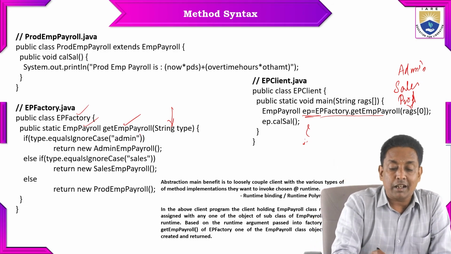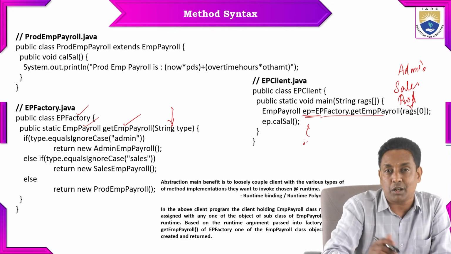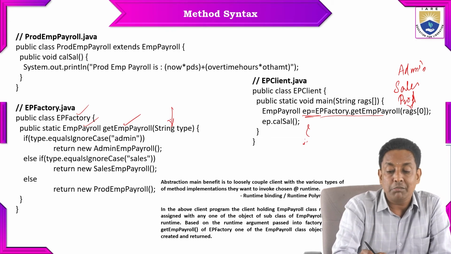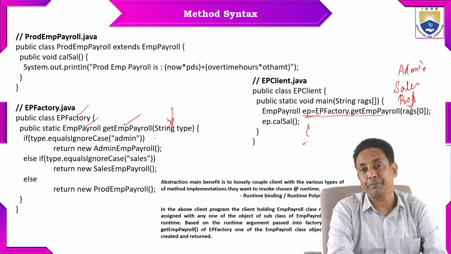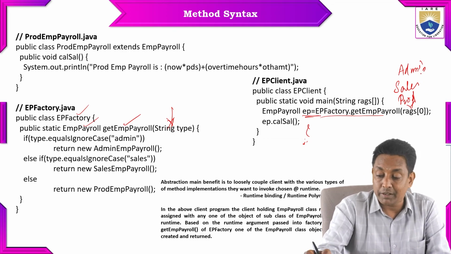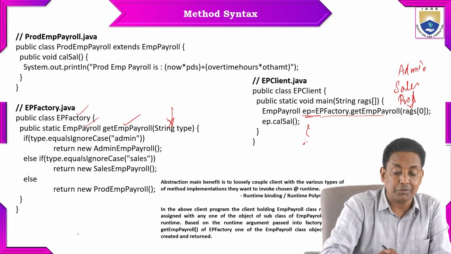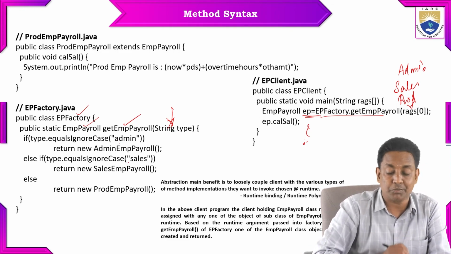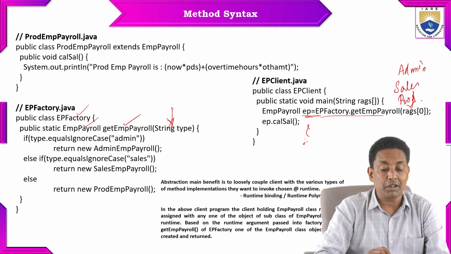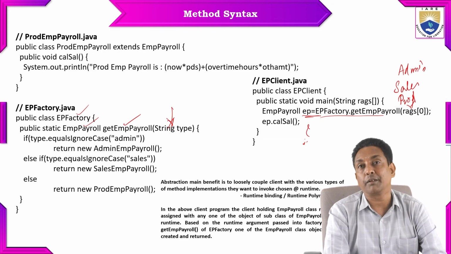Factory method is the method which produces objects of some classes. Here, get employee payroll method is a factory method that is producing employee payroll class objects based on what? Based on the type we are passing as argument here. What type we are passing? We may pass admin, that's why admin has a capital letter, but here admin is small letter. Here sales is capital, sales is small letter here. Production is P capital letter here, and there is no case-sensitive comparison for that.